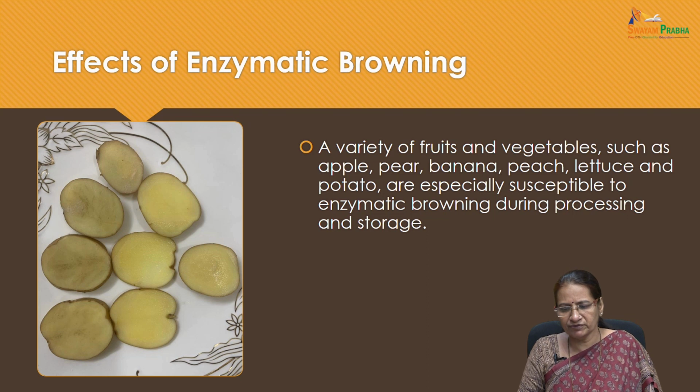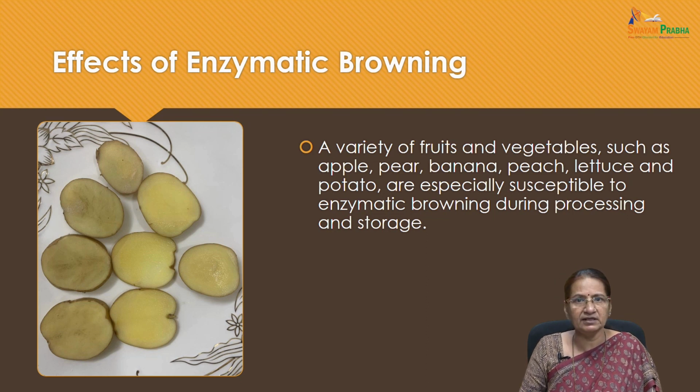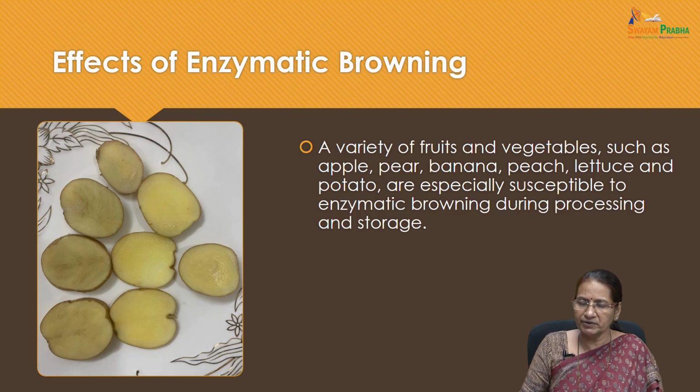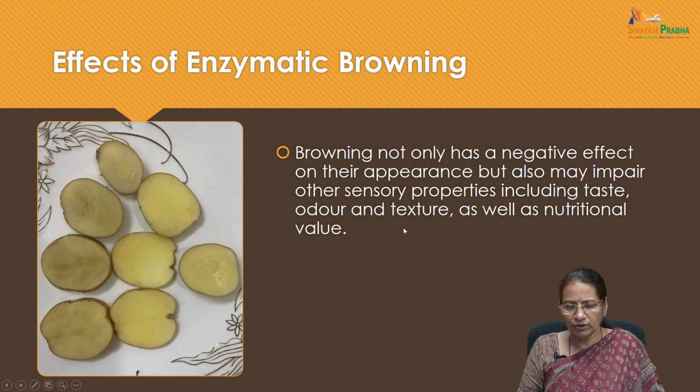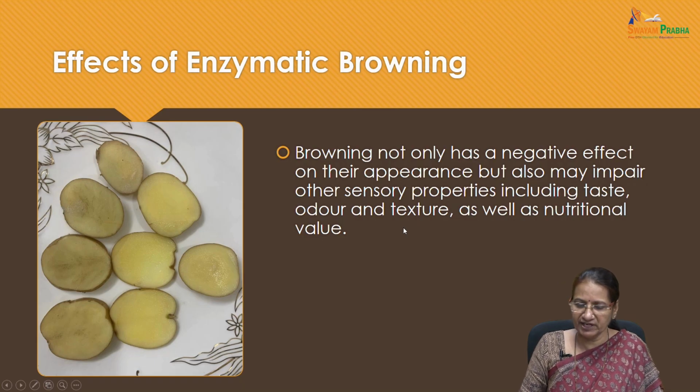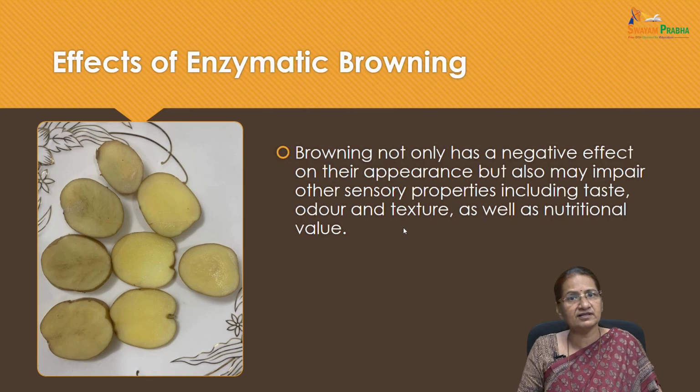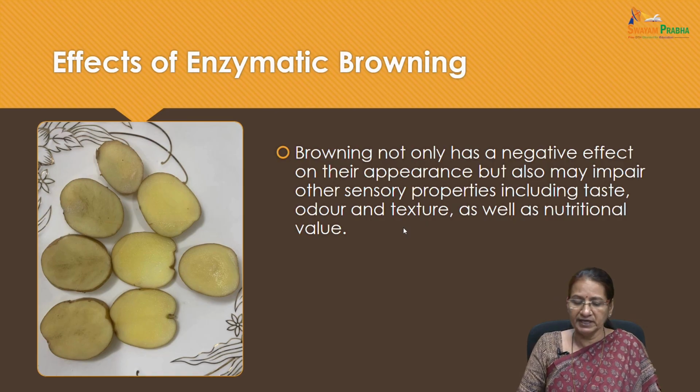A variety of fruits and vegetables such as apple, pear, banana, peach, lettuce, and potato are especially susceptible to enzymatic browning during processing and storage. Browning not only has a negative effect on their appearance but also may impair their sensory properties, including taste, odor, and texture, as well as nutritional value.